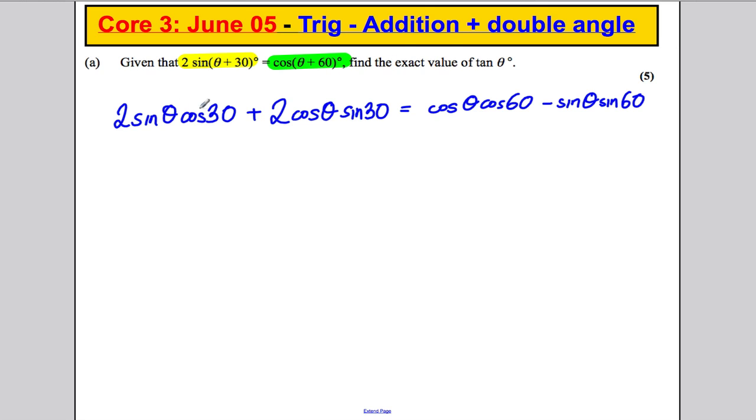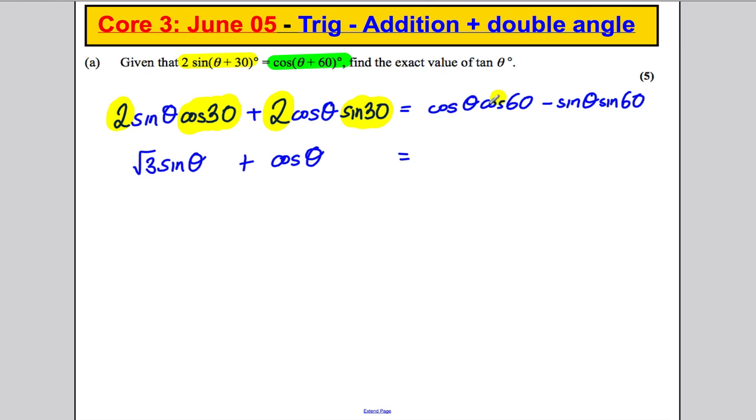We should know that cos of 30 is root 3 over 2. So 2 multiplied by root 3 over 2 is root 3. So this would be root 3 sine theta. Now this here, we've got a 2 times sine theta, sine 30. Sine 30 is a half, 2 times a half is 1. So this would be plus cos theta.